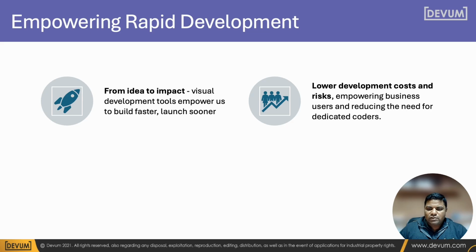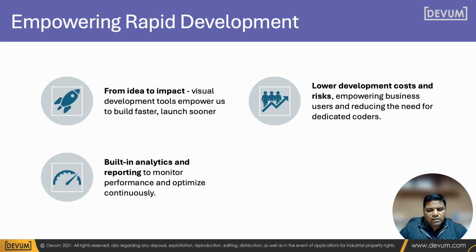Devum is designed to empower business users, not just professional coders, to actively participate in the app creation process. By minimizing reliance on specialized coding expertise, organizations can significantly cut development cost, mitigate project risks, and respond swiftly to evolving business needs. This inclusive approach fosters stronger collaboration between technical and business teams while enabling non-technical contributors to build functional prototypes that align closer with real-world requirements.